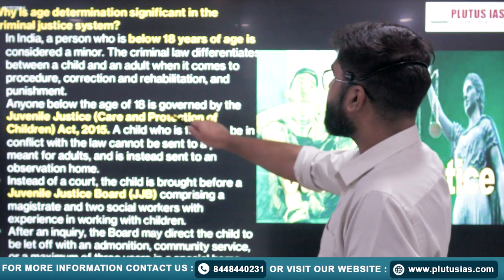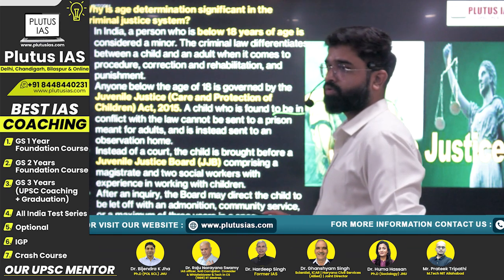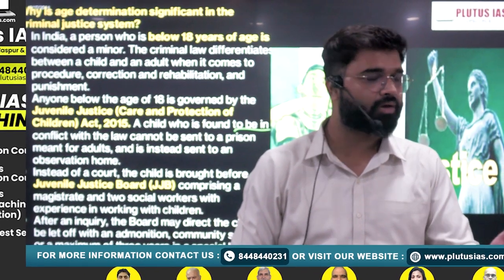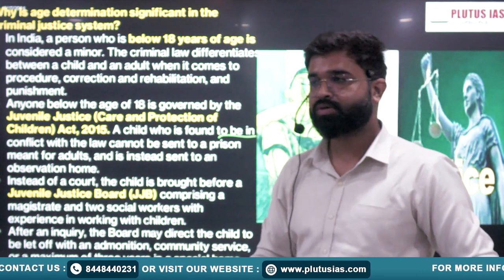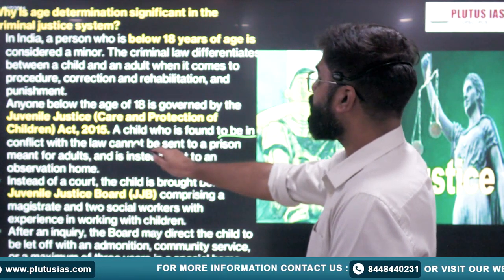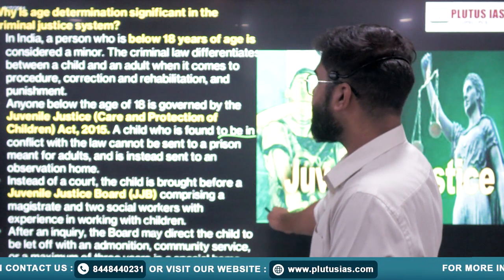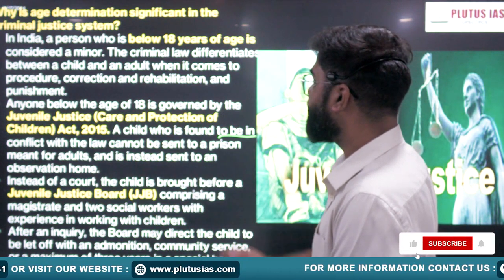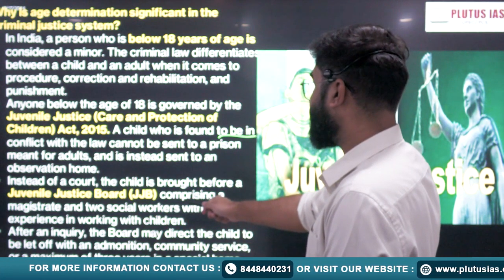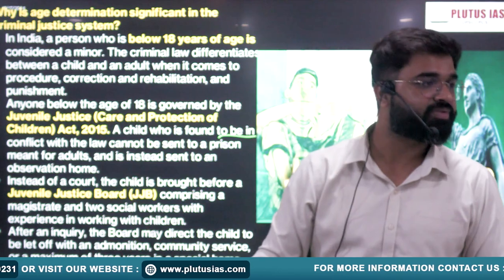Anyone below 18 years is governed by the Juvenile Justice Act 2015. A child who is found to be in conflict with the law, matlab a child who is accused of having committed a certain crime, cannot be sent to a prison meant for adults and is instead sent to an observation home. Instead of a court, the child is brought before the Juvenile Justice Board, comprising a magistrate and two social workers with experience in working with children. After an inquiry, the board may direct the child to be let off with an admonition, community service, or a maximum of 3 years in a special home. Special home ka matlab wohi hai, juvenile prison, basically.